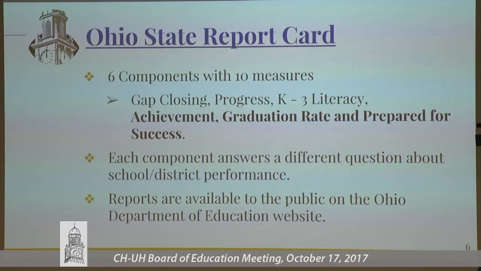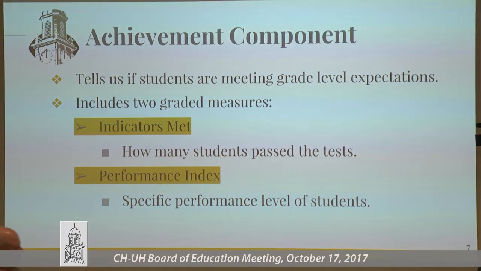There are 6 total components with 10 measures on the Ohio State report card. The report cards are published by the Ohio Department of Education each year. The 2016-2017 report card was released by the Department of Education on September 14th. Last time we looked at gap closing, progress, and the K-3 literacy measure. This time we're going to focus on achievement, graduation rate, and prepare for success.